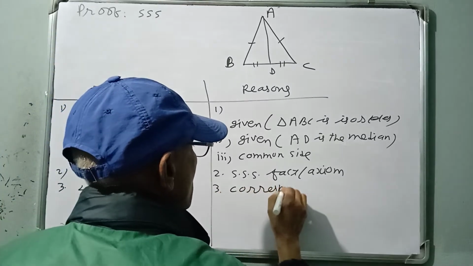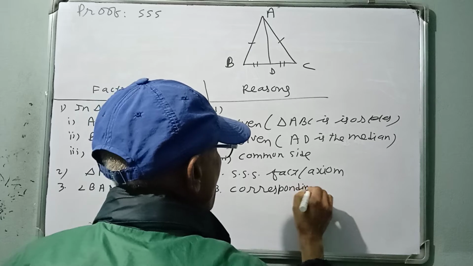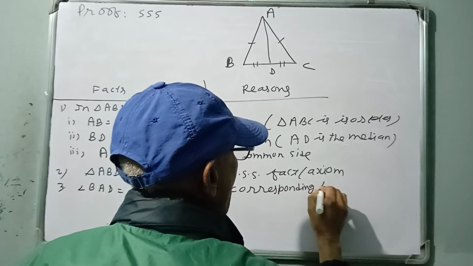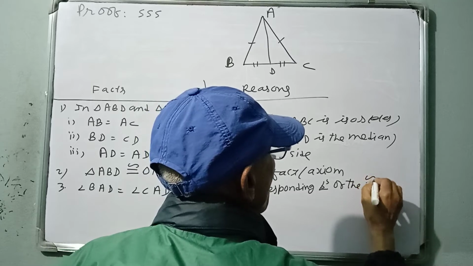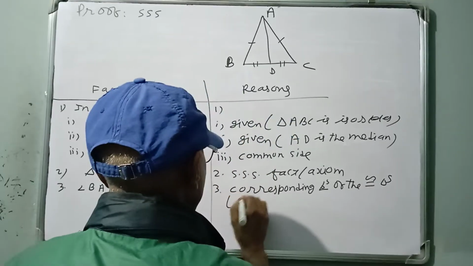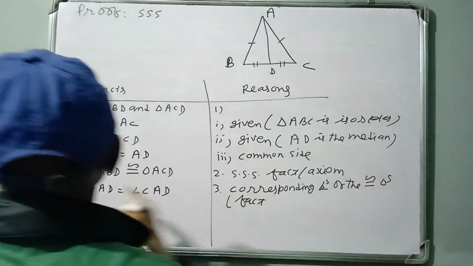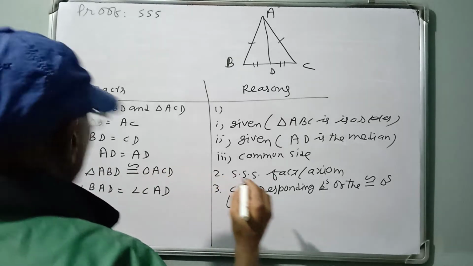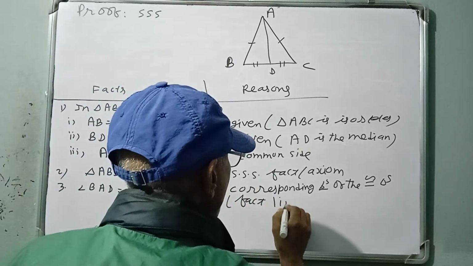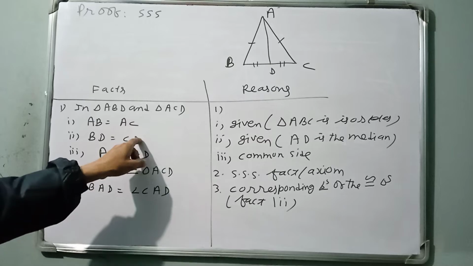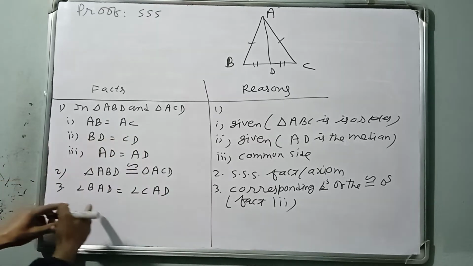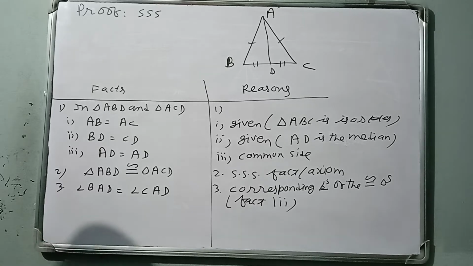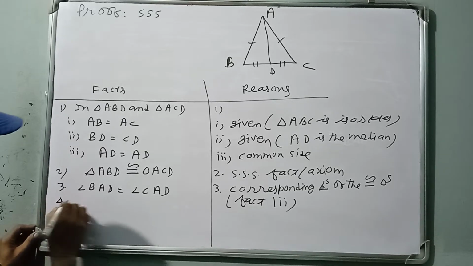being corresponding angles of the congruent triangles. From fact 1 to 2, this one. From the fact BD equals CD, since two sides are equal, their opposite angles are also equal.